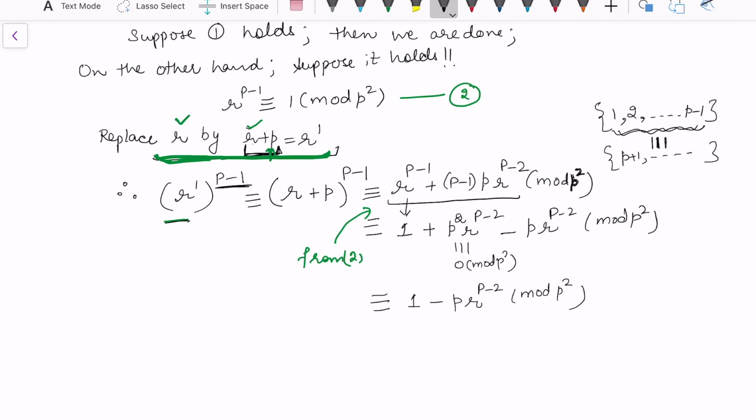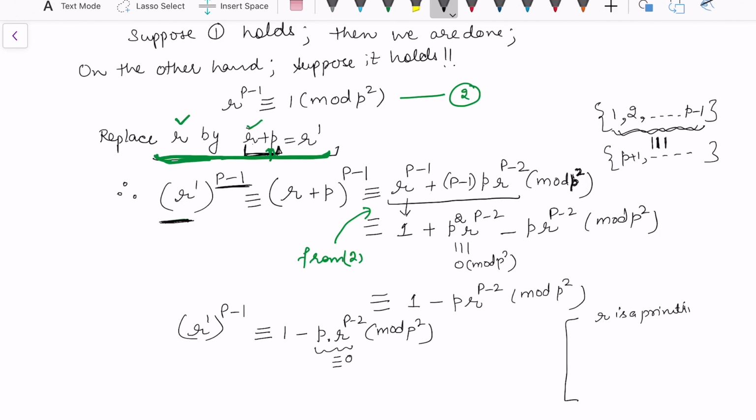Now if I look at this expression, let me write this again: r dash to the power p minus 1 is congruent to 1 minus p into r to the power p minus 2 modulo p square. Now this expression would be congruent to 1 if this quantity turns out to be congruent to 0. But this will not be congruent to 0. Why? Because r is a primitive root of p, and hence the GCD of r and p is 1, and hence p does not divide any power of r, such as r to the power p minus 2.